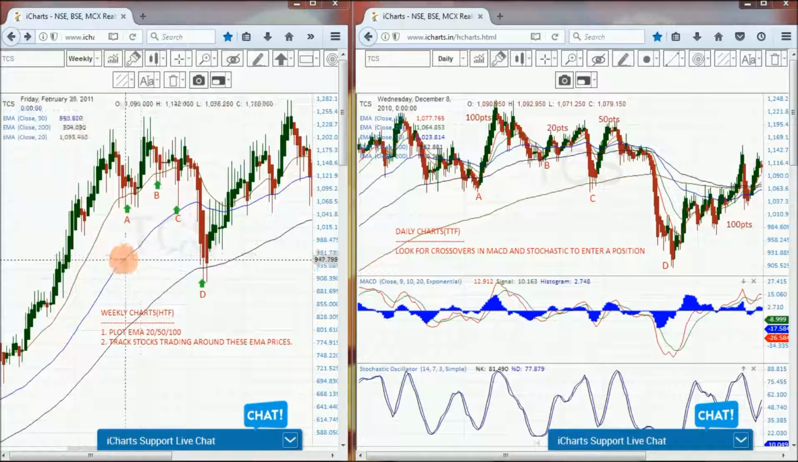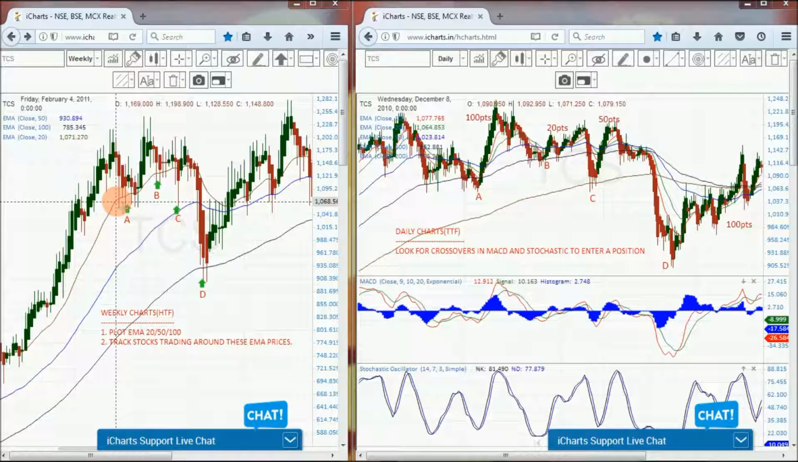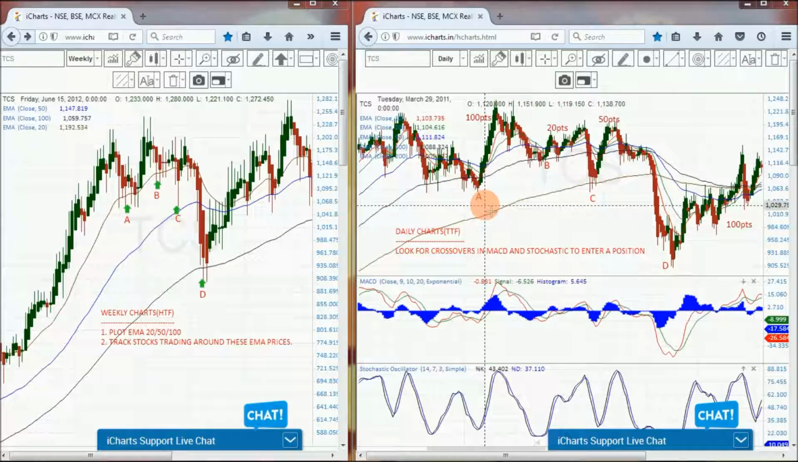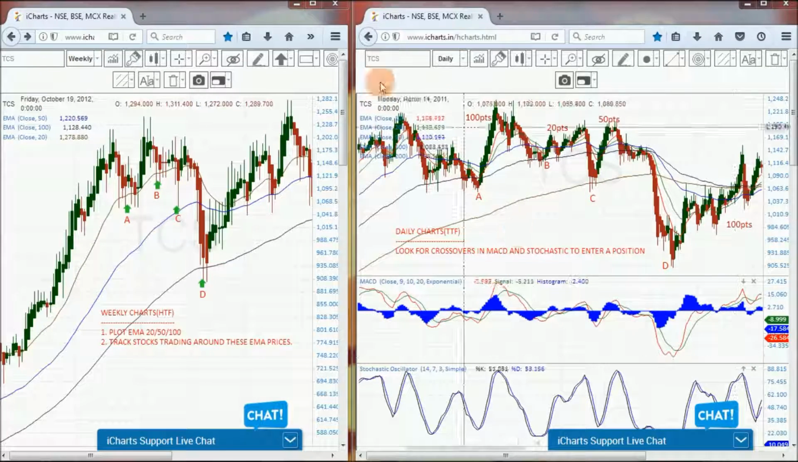So at point A on the weekly chart, the prices were trading around 20-week EMA, right? So if you look at the daily charts at point A, you could enter into a position when both the MACD and the stochastic has a crossover, and you could have made a profit of more than 100 points. The case is similar for points B, C and D as well.